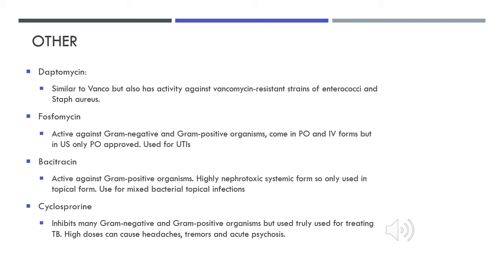Cycloserine inhibits quite a few, actually, of the gram-negative and gram-positive organisms, but we've kind of limited its use these days to treating tuberculosis, and I really should be appropriate here in saying not just treating TB, treating Mycobacterium tuberculosis, to be precise. What you always have to remember with cycloserine, and this is why it's not such a favorite anymore, is that high doses of the medication can cause central related changes. So things like pretty profound headaches, tremors, and acute psychosis.